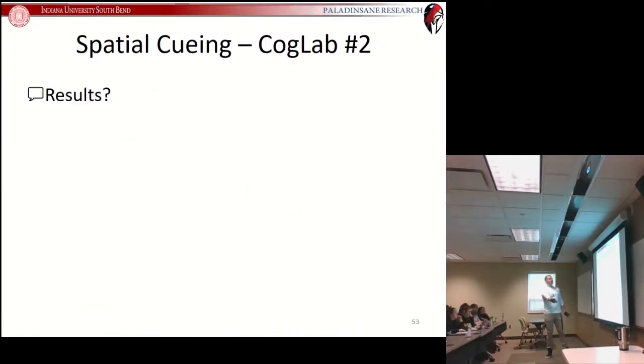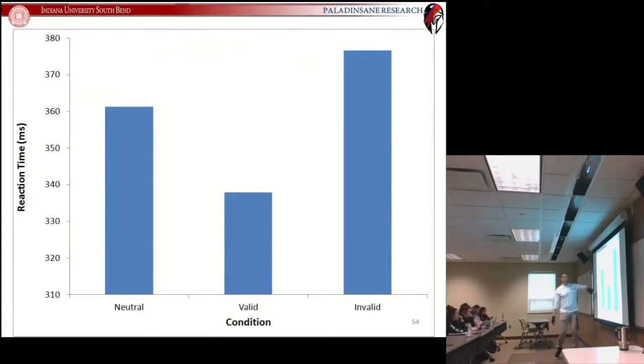All right, so what happened? What are the results? So here we have the results. We have reaction time here on the y-axis, and here down on the x-axis we got the conditions. We got neutral, valid, and the invalid conditions. And the neutral here, you can kind of think of it as a control condition. This is basically how fast you are when you're left to your own devices.